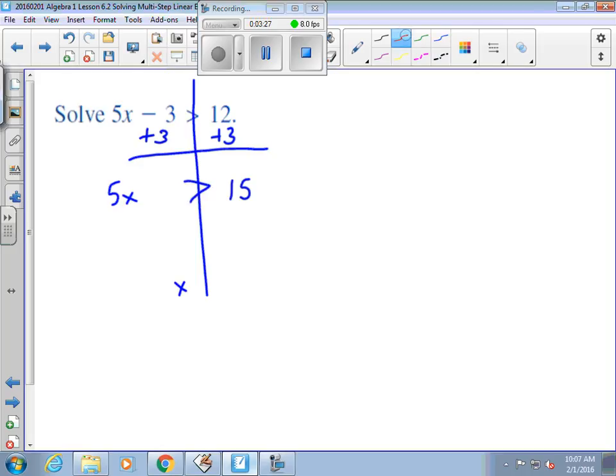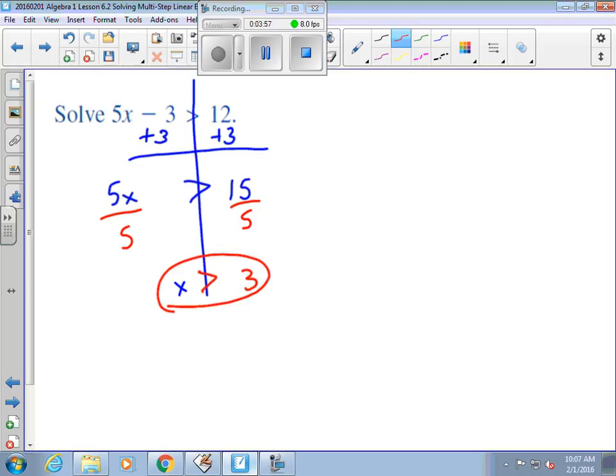Now it says 5 times x. We're finished with addition and subtraction. Undo multiplication of 5 by dividing by 5. When you do it to one side, you do it to the other side. 15 divided by 5 is 3. Again, one last thing you've got to check, and the only thing that's different with inequalities versus equations: do you need to reverse the symbol or not? Had we divided by a negative number on both sides right here, we would reverse the symbol, but since we didn't, we'll leave it just like it is. X is greater than 3.